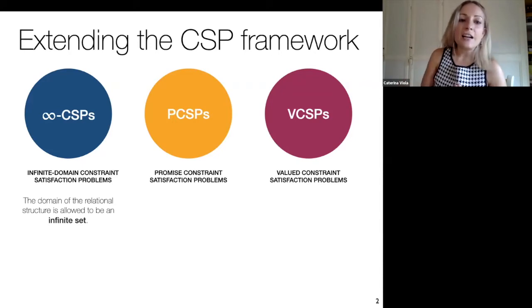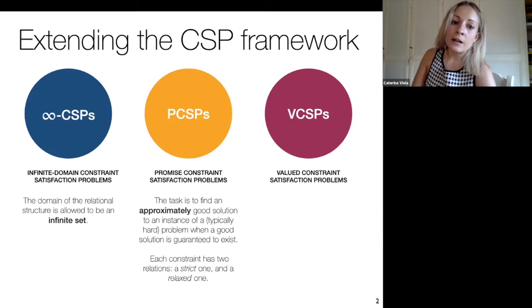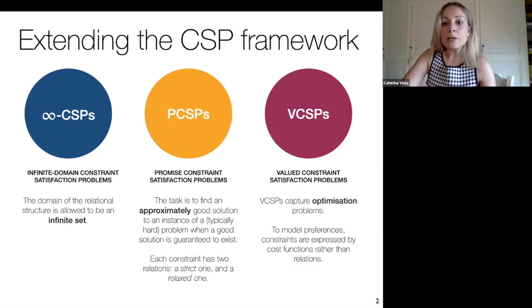So in infinite domain constraint satisfaction problems, the domain of the relational structure is allowed to be an infinite set. In promise constraint satisfaction problems, the task is to find an approximately good solution to an instance of a typically hard problem when a good solution is guaranteed to exist. And to model this kind of approximation problem, each constraint is formalized by two relations, a strict one and a relaxed one. Finally, valued constraint satisfaction problems capture optimization problems. And here, to model preferences, the constraints are expressed by cost functions rather than relations.